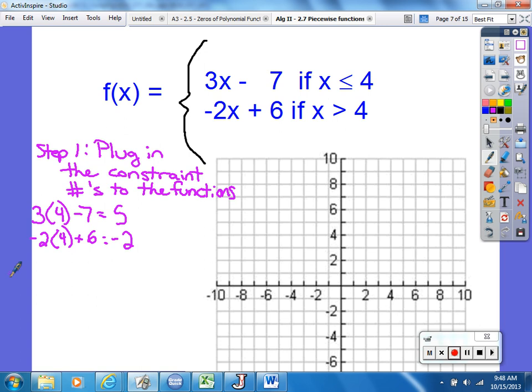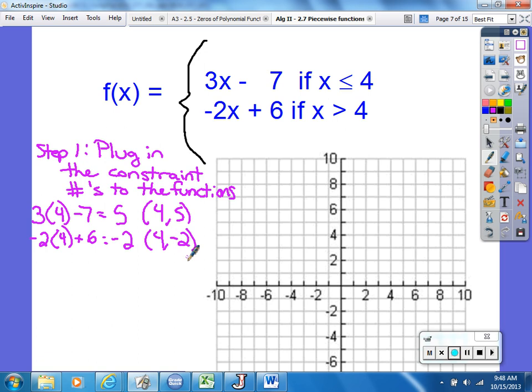Does that make sense what I did so far? So for this top one, I got the point 4, comma 5, and for the bottom one, I got 4, comma -2. Anybody lost or puzzled on how I got those numbers? Sean? The 4 was the number that I used from the constraint to plug in. Good question.